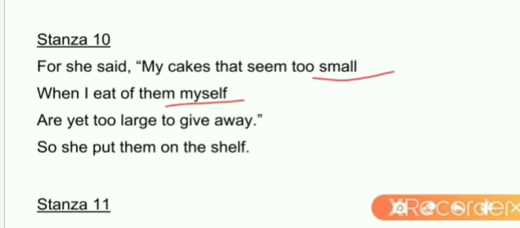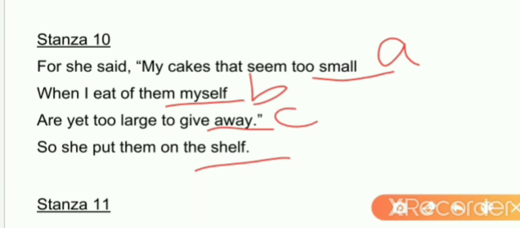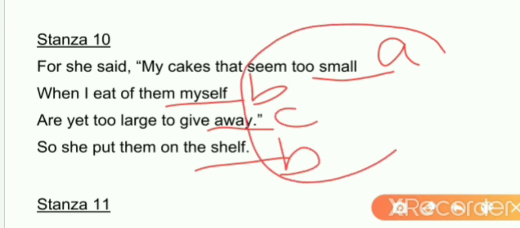Now let's see the poetic device. Small, myself. We are just looking at the rhyme scheme. Away, shelf. Small will take A, myself, B, away, C, and shelf, B. Again the rhyme scheme is A, B, C, B.